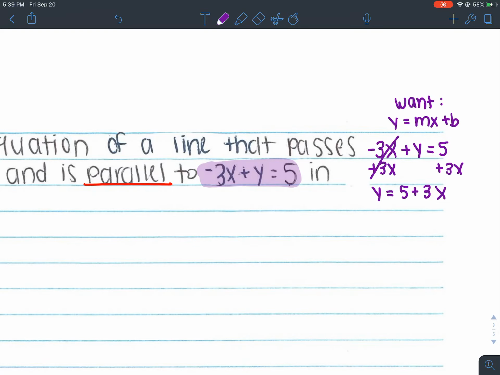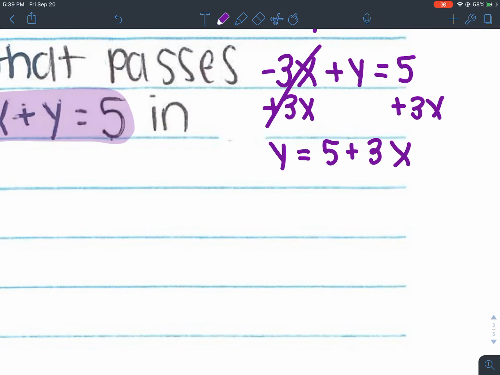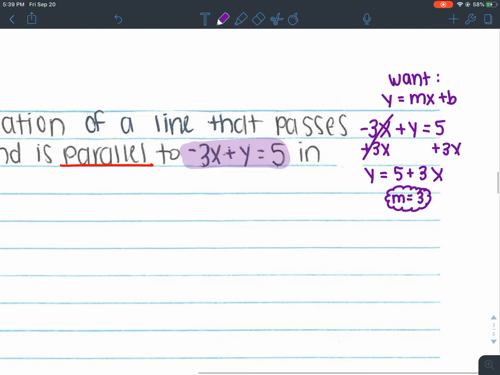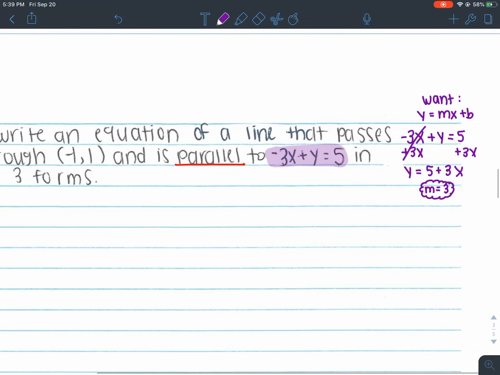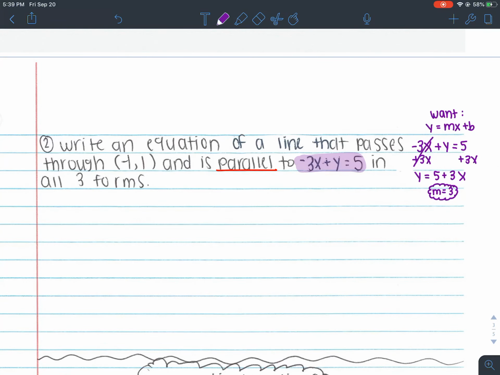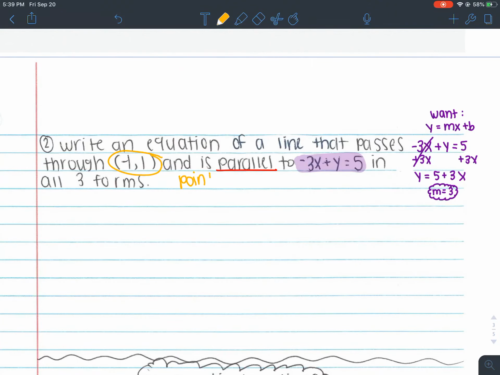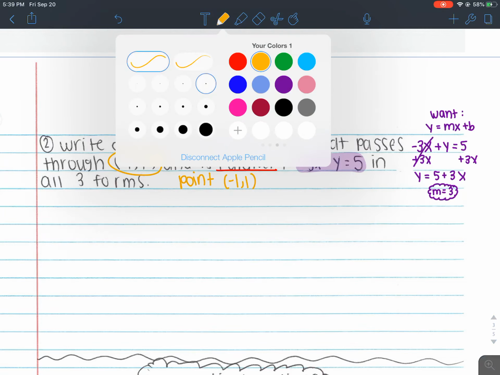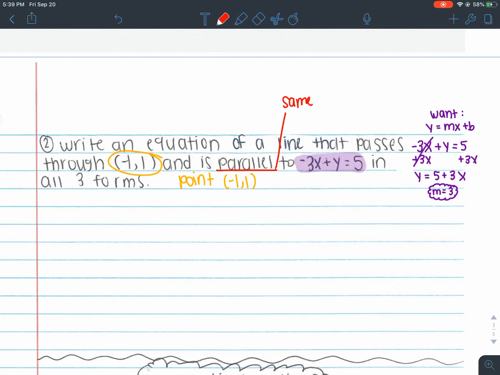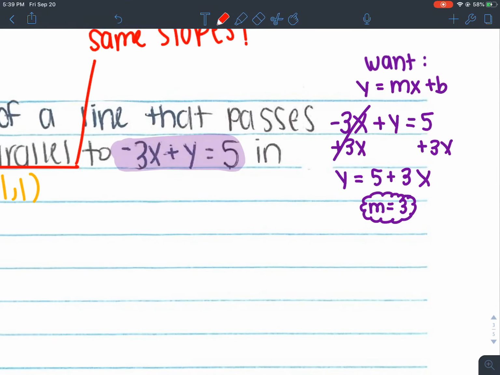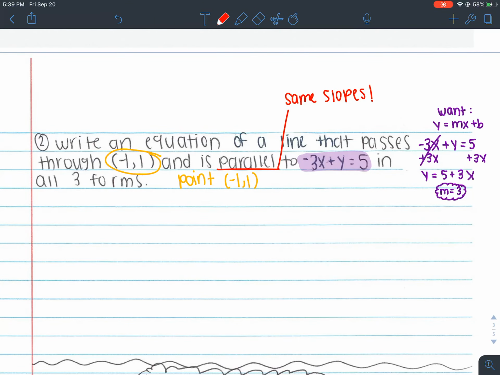Okay, now, since I want the other line to be parallel to this one, I got to figure out the slope of this one first. The slope of this one is 3. So I want to use this slope in my new equation because I want it to be parallel. Okay, so I want it to be parallel to 3, and I want it to go to the point negative 1, 1. Same slope. So the point is negative 1, 1, and we have a slope of positive 3, which we were given through our original line. We want it parallel to that purple one.